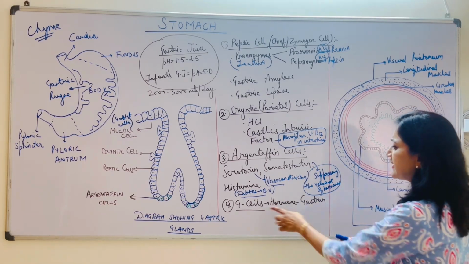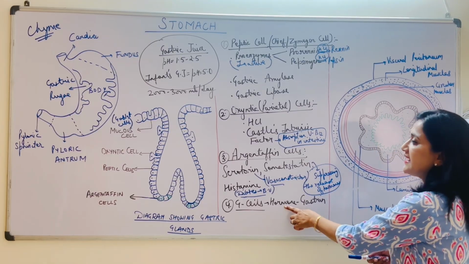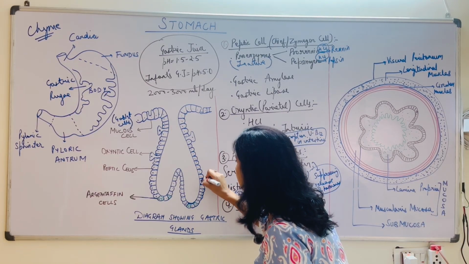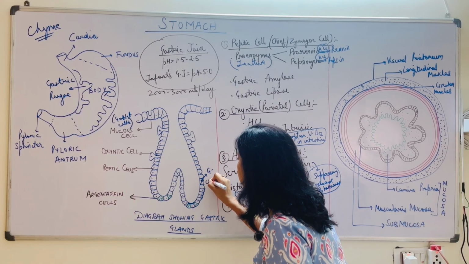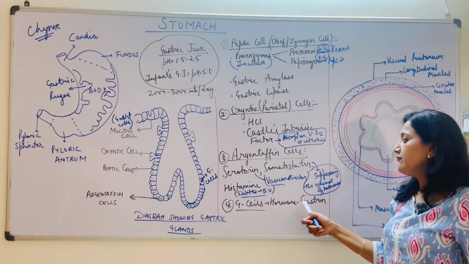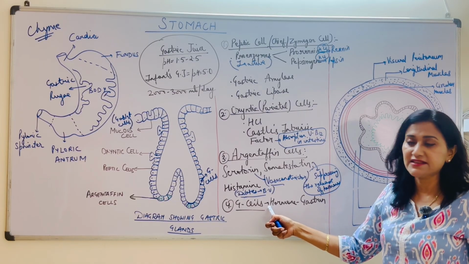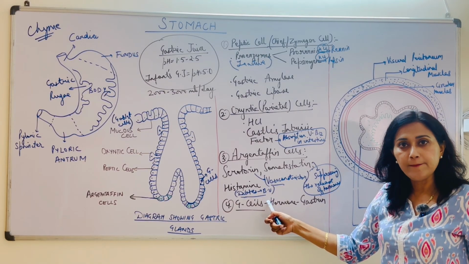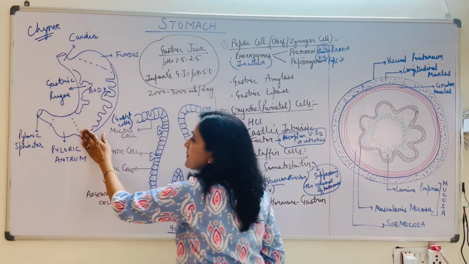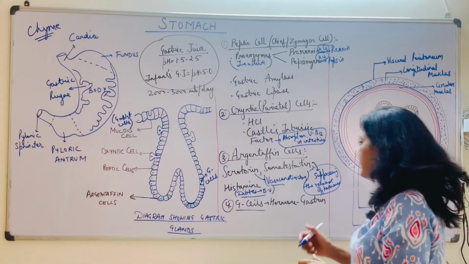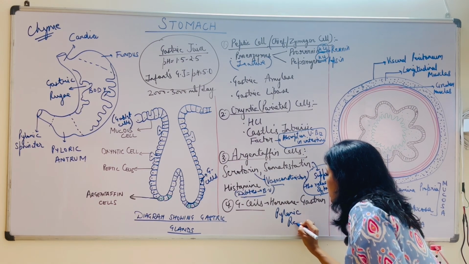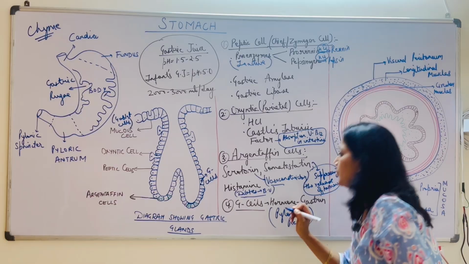Okay. Then the next cells are the G cells. They are the ones which are producing the hormone gastrin. So if I label it here, G cells produce the hormone gastrin. And where are these cells more prominently present? In the stomach lining. They are not prominently present in the cardiac region. They are more prominently present towards the pyloric region. So they are richer towards the pyloric region.